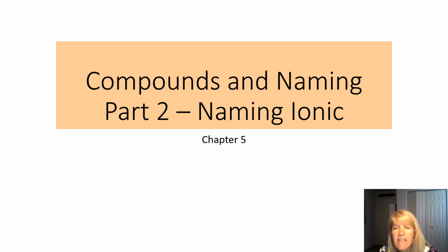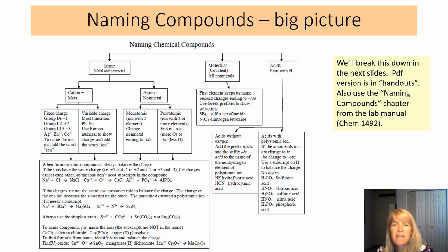Part 2 is naming ionic compounds. So now we're going to talk about naming. We'll start with the ionic and then we'll move to the molecular and the acids. This is the big picture. I recommend while you go through this slideshow, have this handout, which you can find in the learning module, in front of you. It breaks it all down, and we're going to go through this piece by piece.